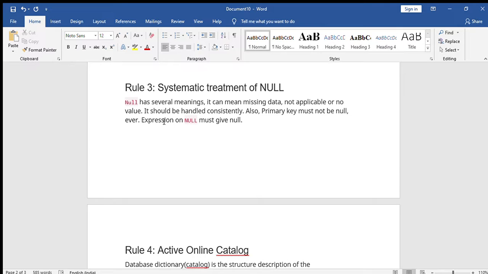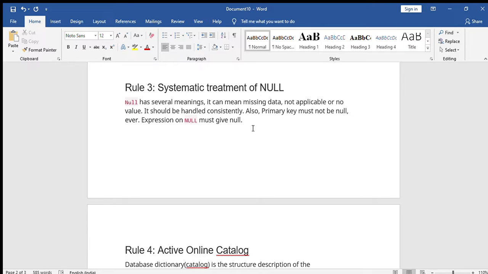Missing data means that while entering, we don't know the value. Not applicable means there is no value for that, so we can go for no value. It should be handled consistently. Also, a primary key must never be null. An expression on null must give null only. Suppose any calculations are there, for example total or average, or age, we need to calculate, right?